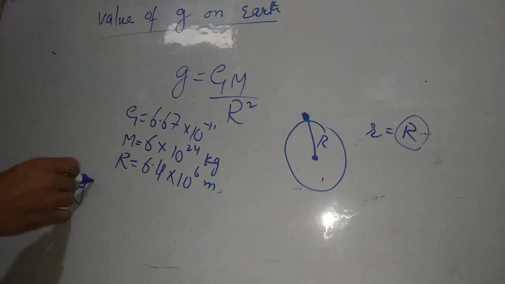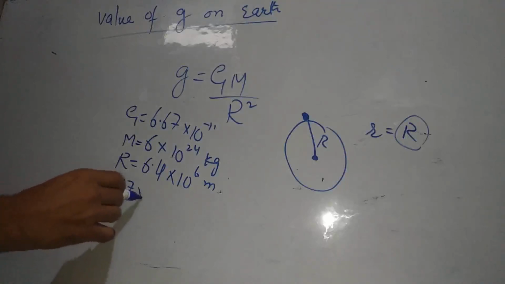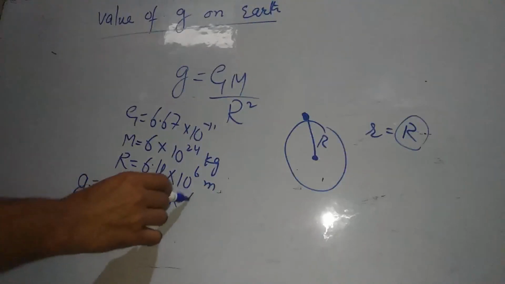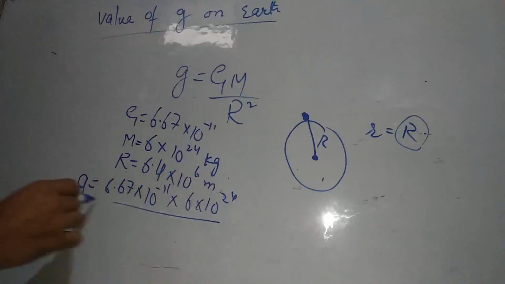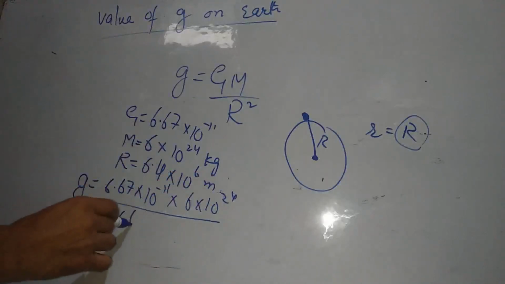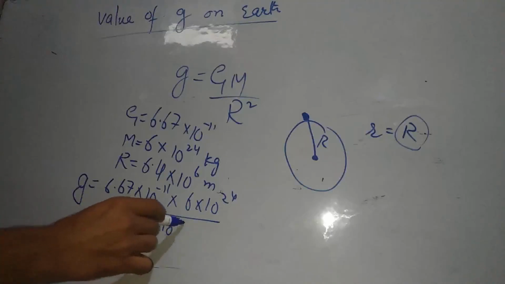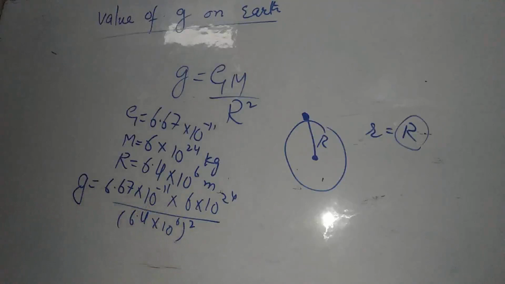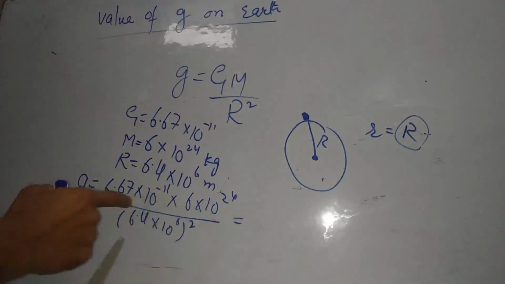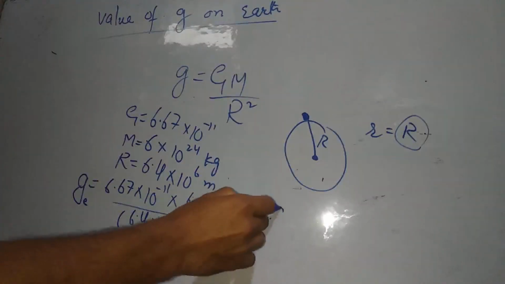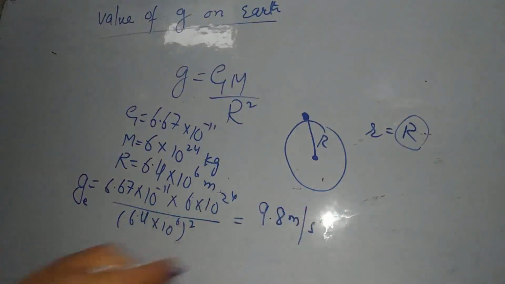So I can write g is equal to 6.67 into 10 raised power minus 11 multiplied by 6 into 10 raised power 24 divided by 6.4 into 10 raised power 6 whole square. When I calculate this, I can write it with subscript E, which means value of g on Earth. If you calculate this, you will get 9.8 meter per second square. So you have to calculate it on your own.